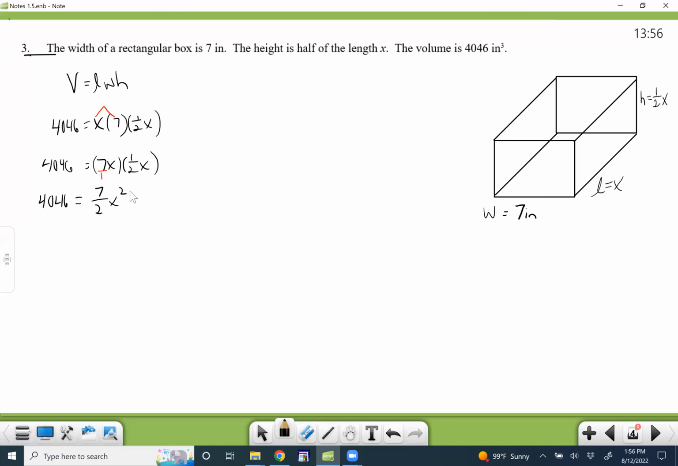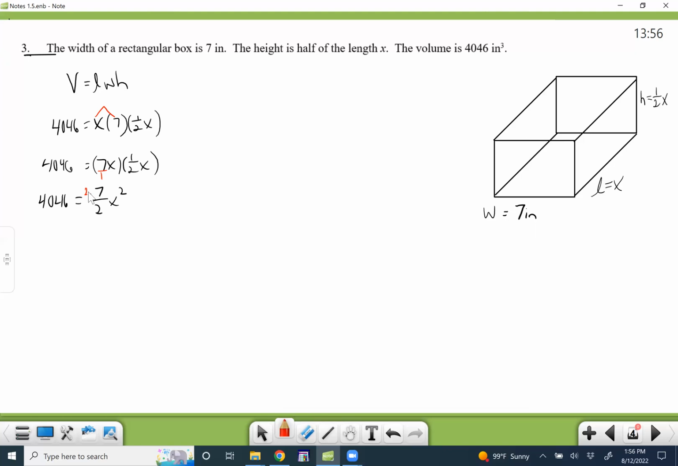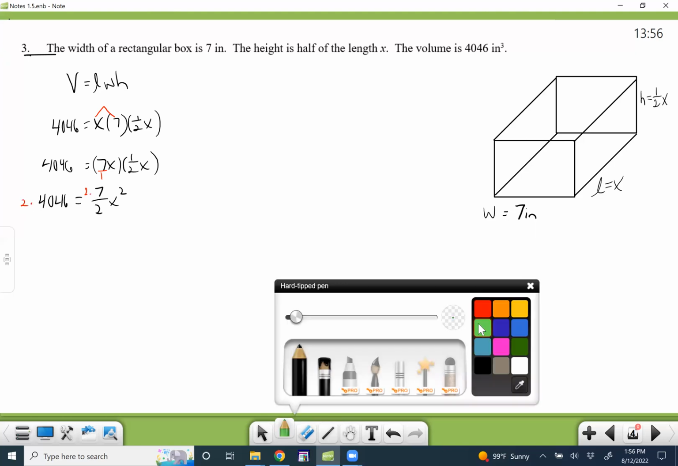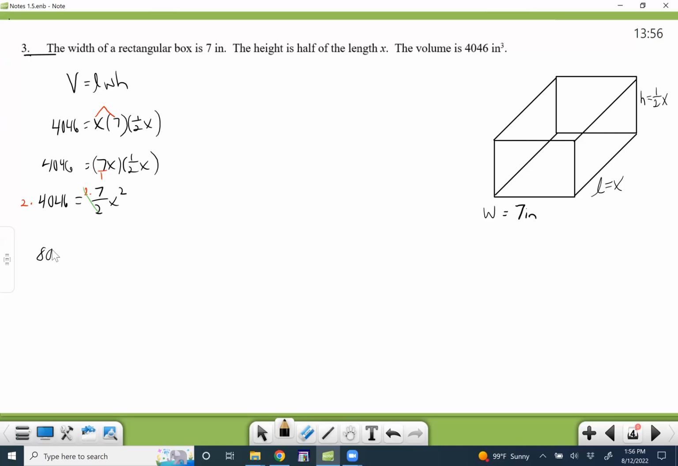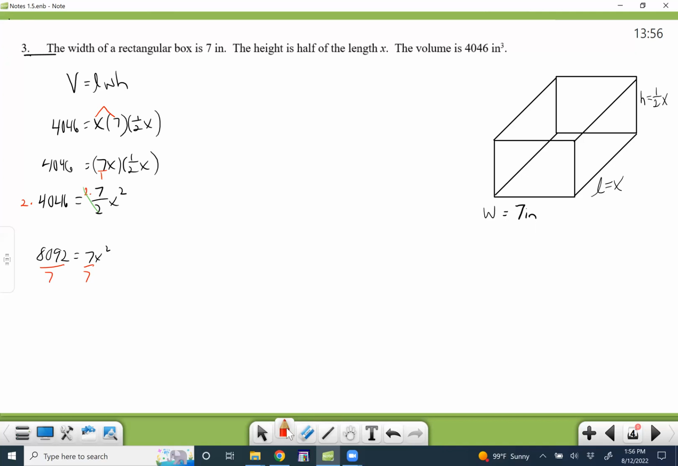All right, so I'm going to get rid of the fractions like we did on the last problem by multiplying by 2. I'm going to make the fraction cancel here. So 2 times 4,046 would be 8,092, I believe. And then 8,092 divided by 7. I'll pull out my calculator. Okay, so why am I doing that? If I want to get the x squared by itself, since the 7 is multiplying, I have to divide, right? So my calculator says this.